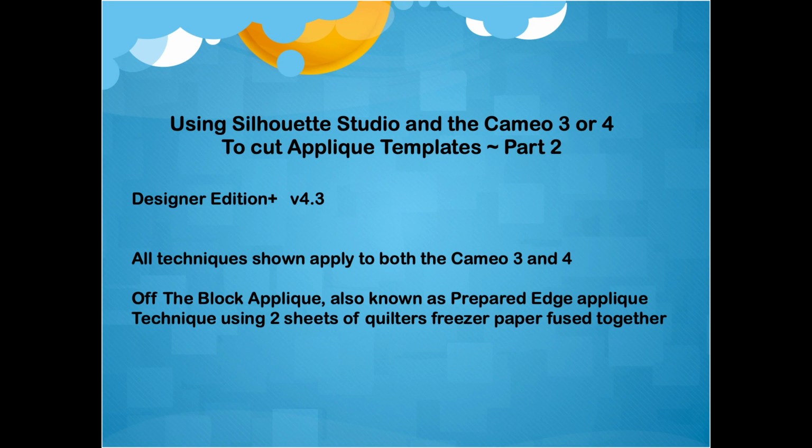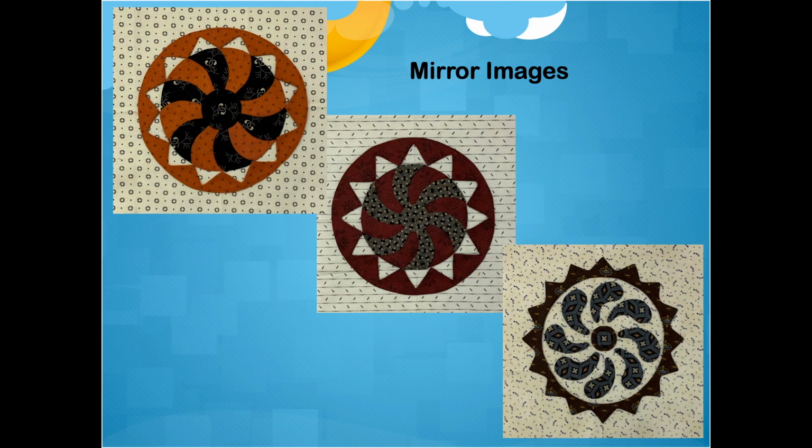Just to refresh, I'm working on off-the-block applique, also known as prepared edge technique, and I'm using 2 sheets of quilter's freezer paper fused together, so it's already ironed together. The shiny side goes down on a tacky Cameo cutting mat, and then we'll send it off to the cutter to cut out our templates. Okay, so let's get started.